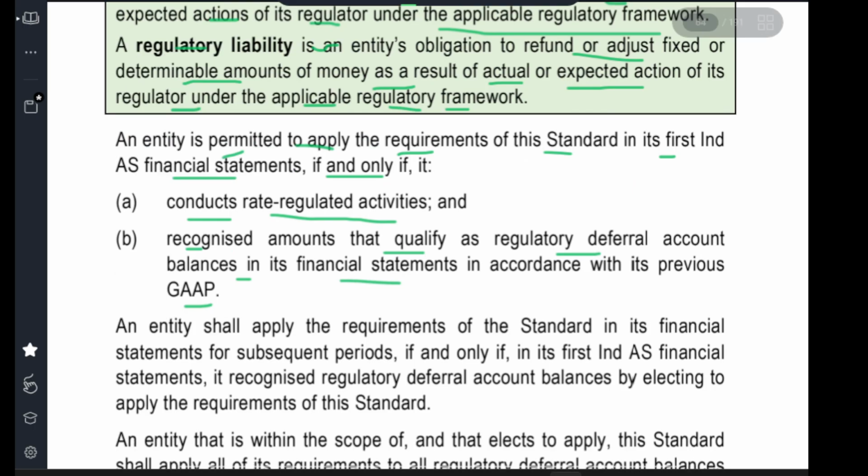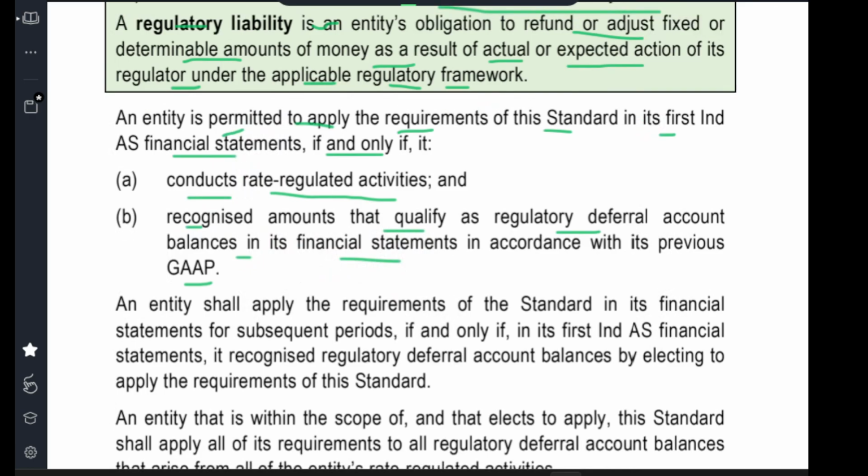If not, no. The second thing: the recognized amounts that qualify as regulatory deferral account balances in the balance sheet, as per the previous GAAP, must qualify as a regulatory deferral account. If it doesn't qualify as a regulatory deferral account in the balance sheet, it should not be recognized. To be recognized, it should have been recognized under the previous GAAP too. If the entity does not conduct rate regulated activities, it should follow the other Ind AS.